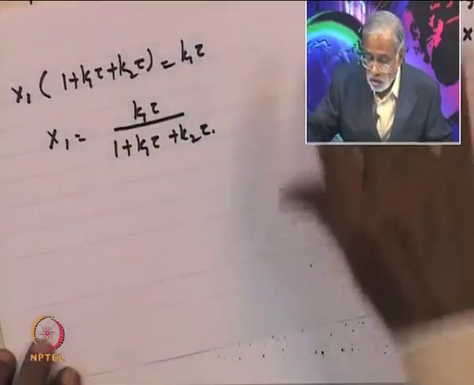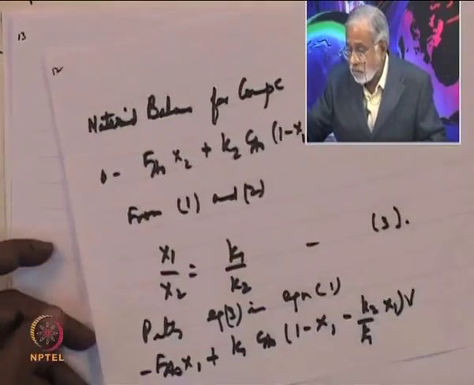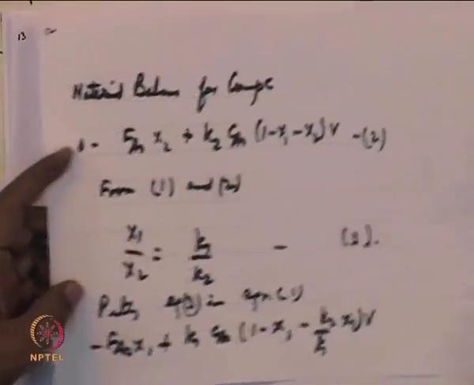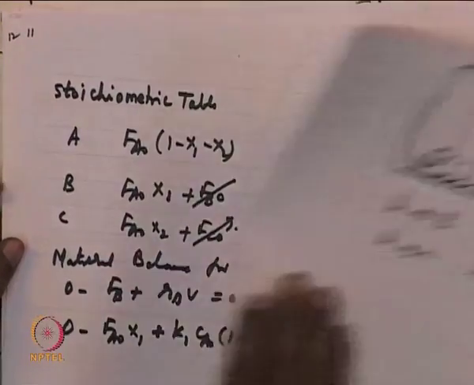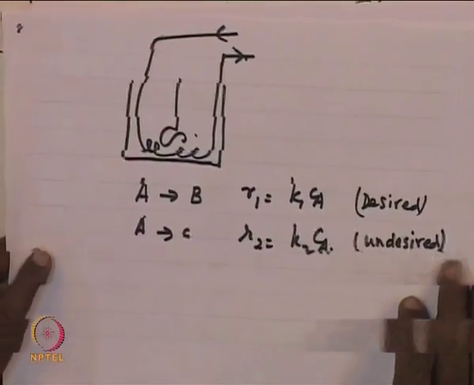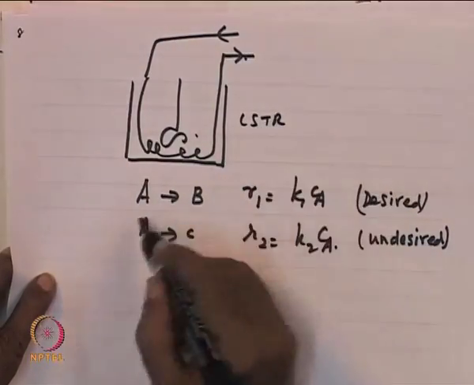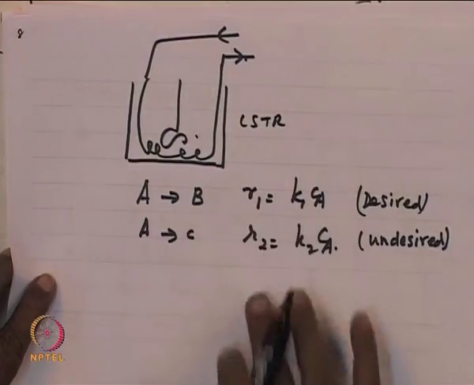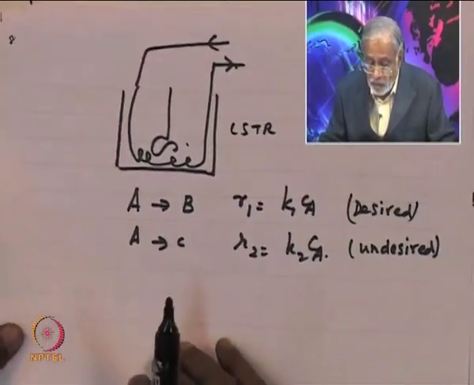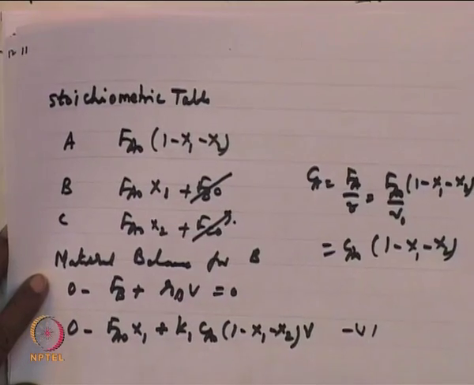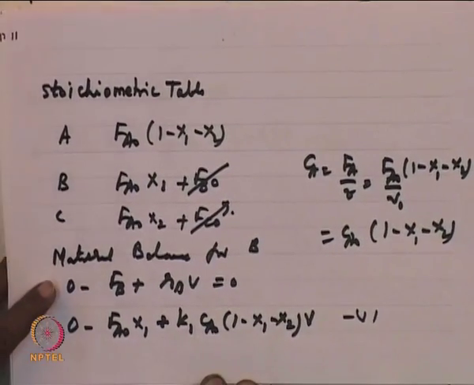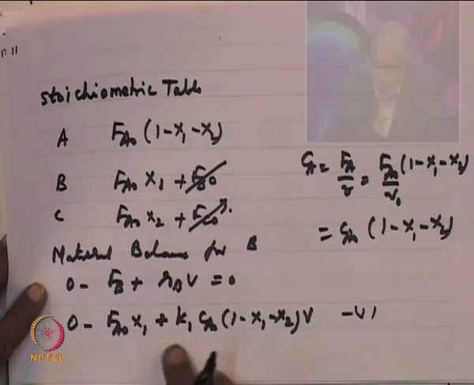Let us just go through what we have done once again, because it is important that we understand it. We have a stirred tank, this is a CSTR, and then this reaction A goes to B, A goes to C, with rate functions R1 and R2 given. When we write the material balance, we have input minus output plus generation equal to accumulation. So, what is the rate at which this gets generated? The rate functions are given here.